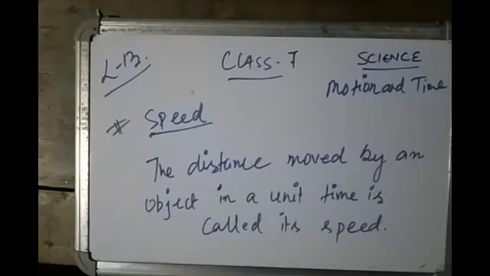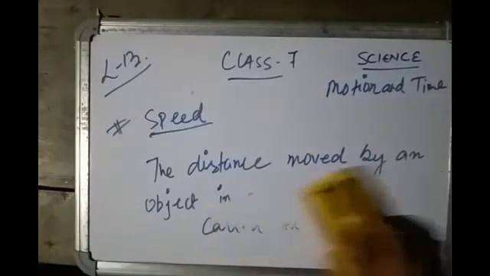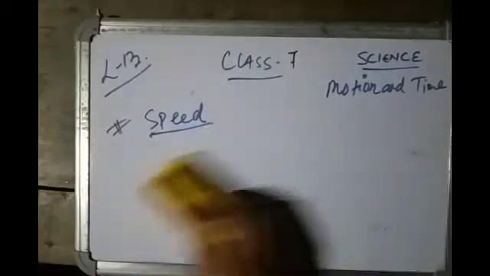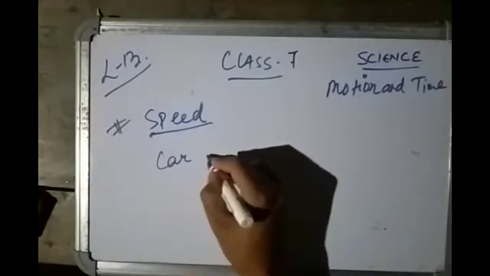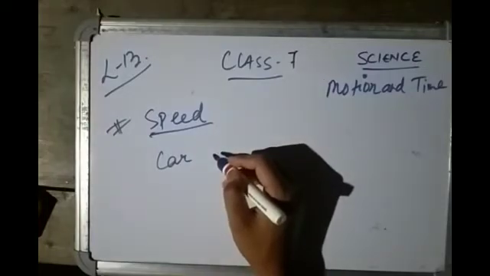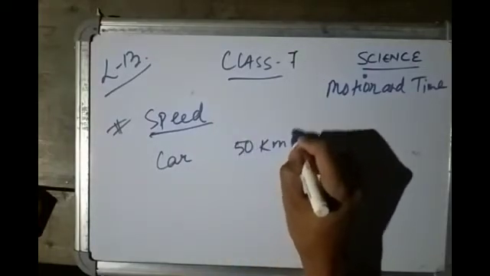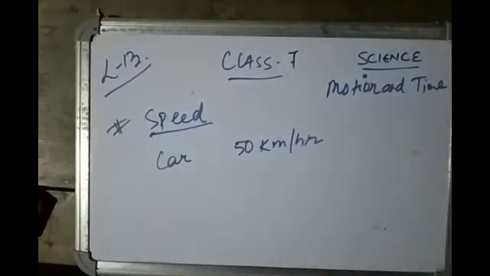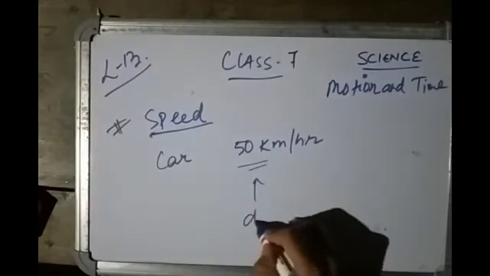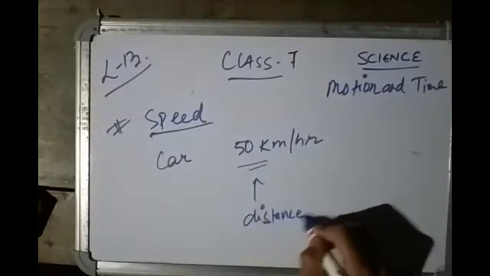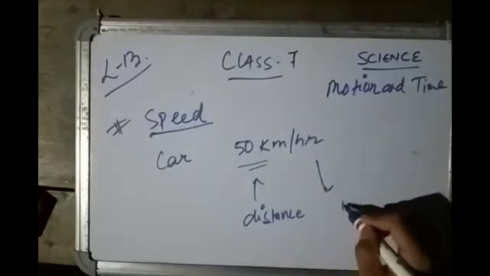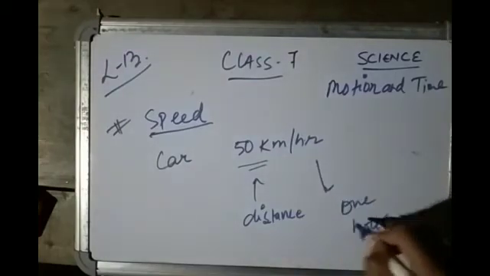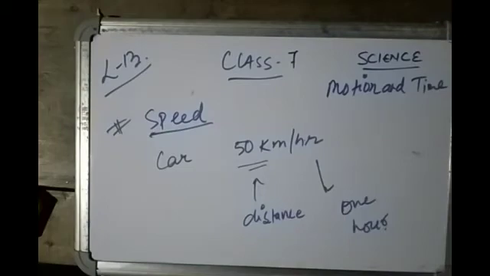So let's take an example. When we say that a car is moving with a speed of 50 km per hour, 50 km per hour implies that it will cover a distance of 50 km in 1 hour. This is the speed.